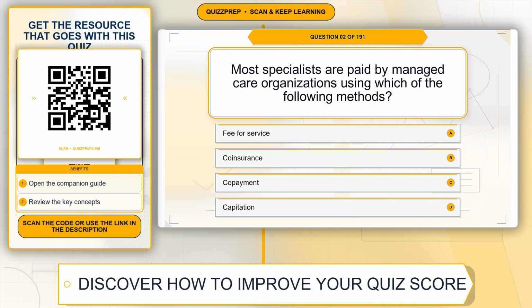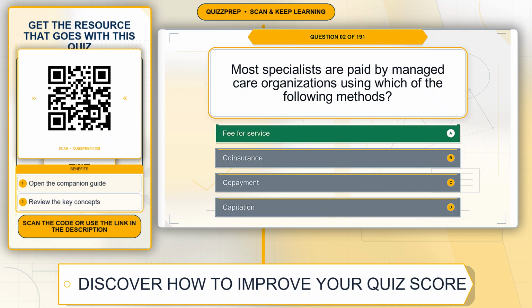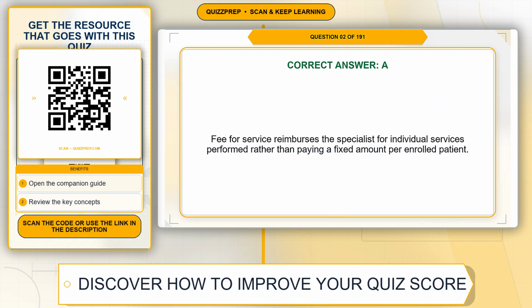Question 2. Most specialists are paid by managed care organizations using which of the following methods? Option A, fee-for-service. Option B, coinsurance. Option C, copayment. Option D, capitation. The correct answer is option A, fee-for-service. Explanation. Fee-for-service reimburses the specialist for individual services performed rather than paying a fixed amount per enrolled patient.